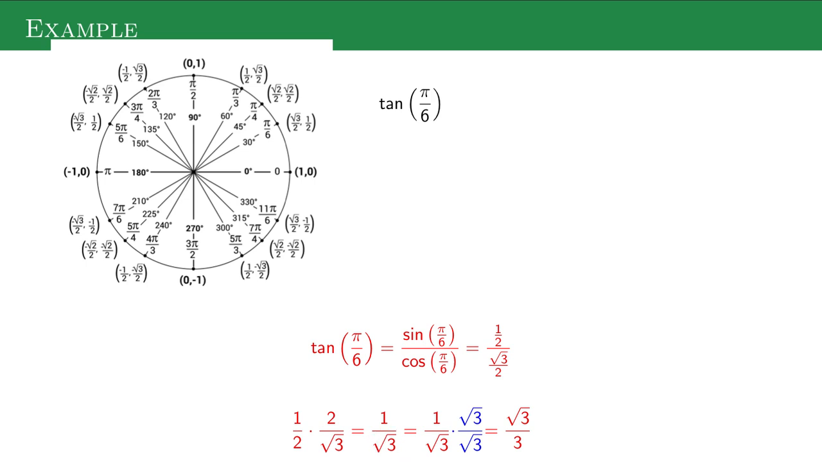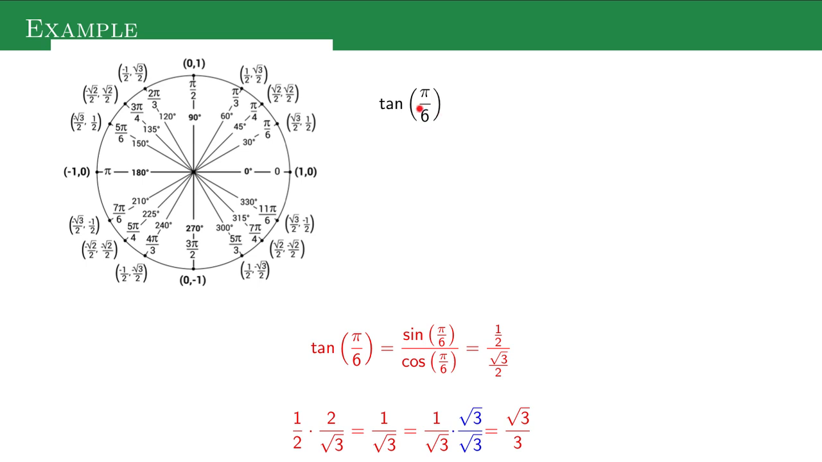To fix that, we're going to multiply the top and the bottom by the square root of 3. Because on the bottom, when you multiply these two similar square roots together, they cancel out, and I just get 3. On the top, it's multiplied by 1, so I get this. So this is the fully simplified version of the tangent of pi over 6.